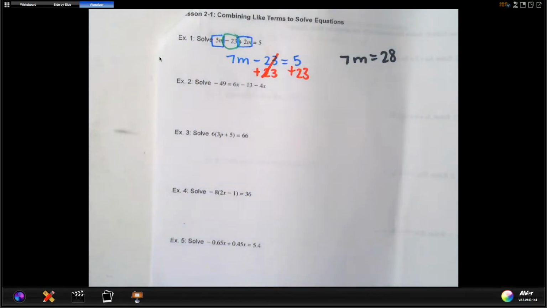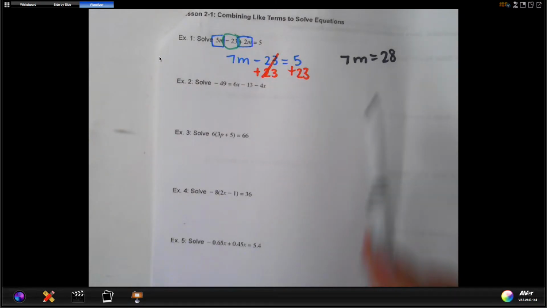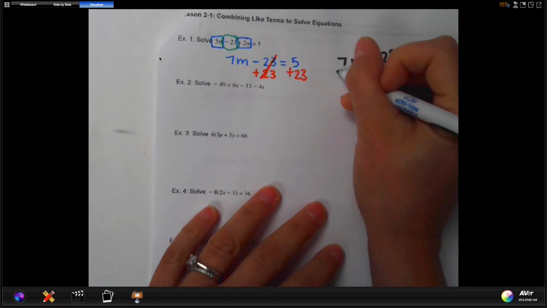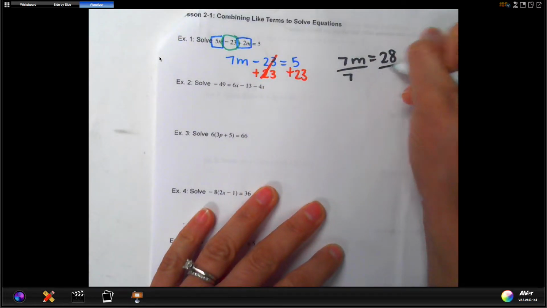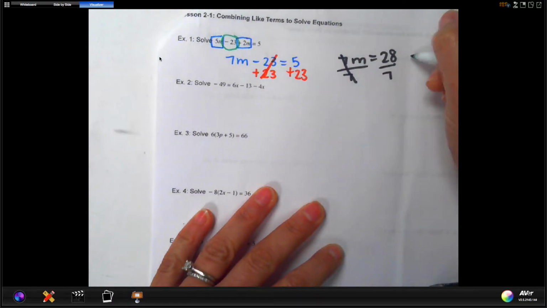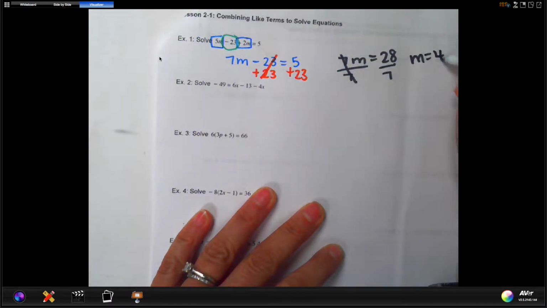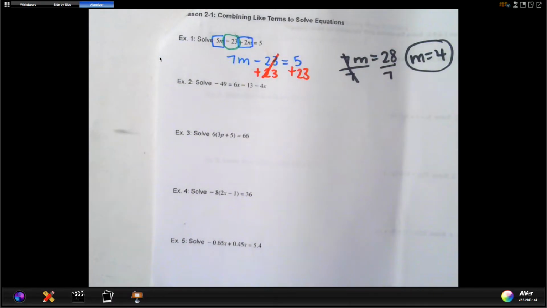And so we're still going to get that 7 out by doing the opposite. We want to do the inverse operation here. So this means 7 times m, and to undo a times, we would divide. So we're going to divide by 7 here, divide by 7 here, and we find out that m equals positive 4. Easy peasy. All right, let's look at example 2 and why that might look different.